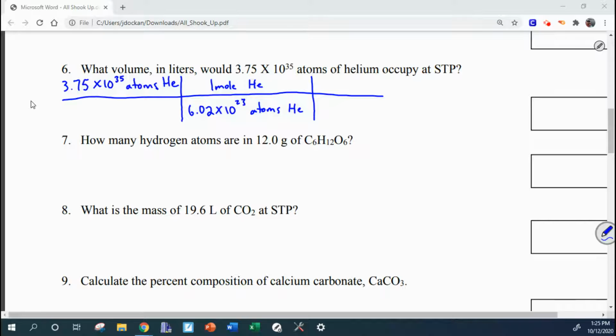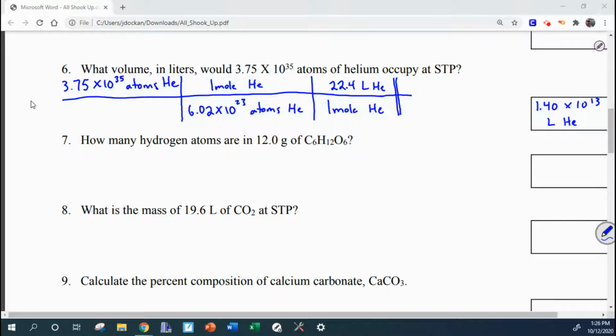And then one more step to go from moles. 1 mole of helium is 22.4 liters of helium. And again, at STP. If it's not at STP, 22.4 is no good to us. When we calculate, we get a final answer of 1.40 times 10 to the 13th, and that's going to be liters of helium.